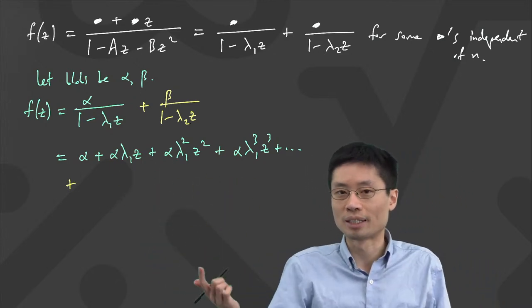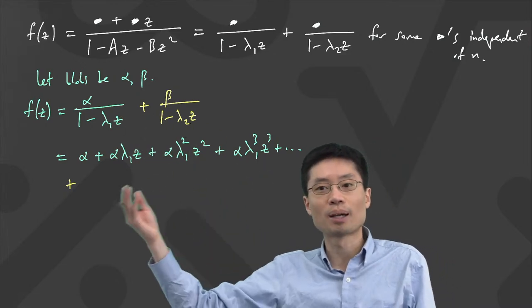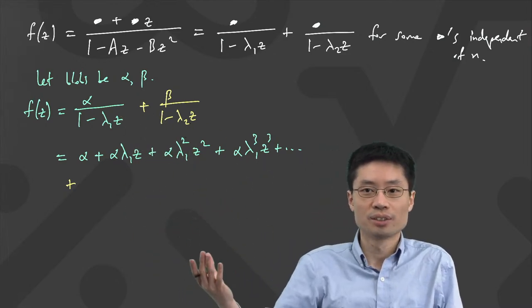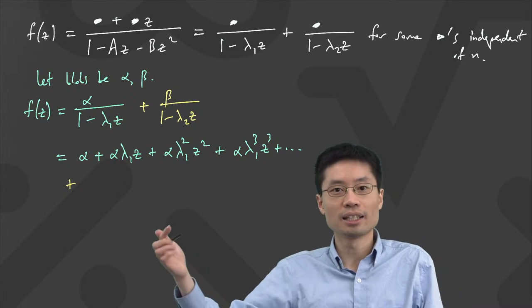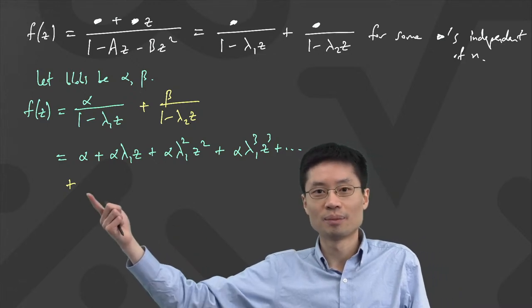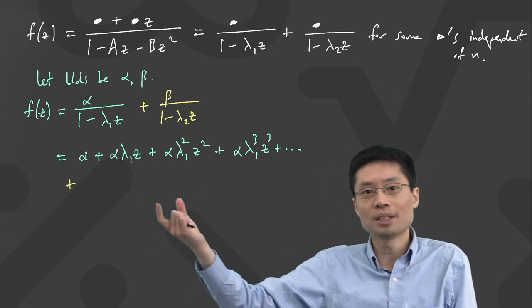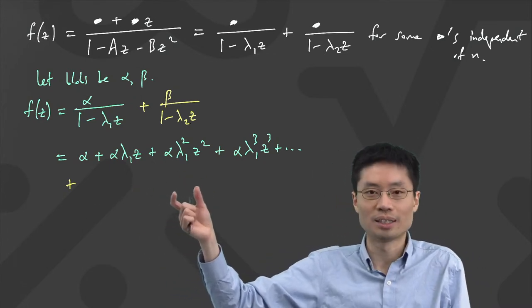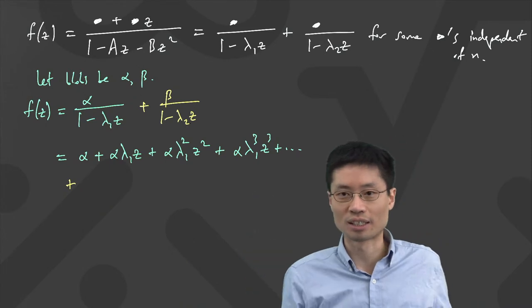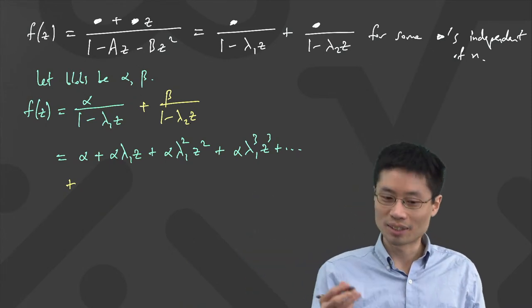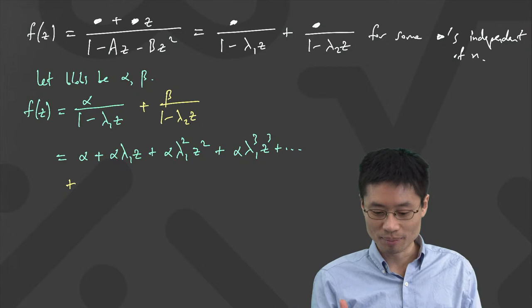This is an infinite geometric series: first term divided by 1 minus common ratio. What I end up getting is the first term, and then I keep multiplying by the common ratio. The common ratio is lambda 1 z, and then another lambda 1 z, and another lambda 1 z, and it goes on forever. And if I do the second one, it's the same, just with a beta.